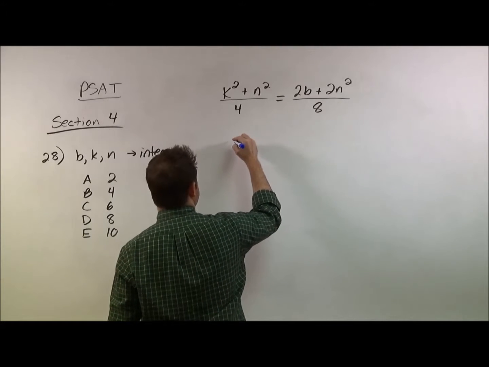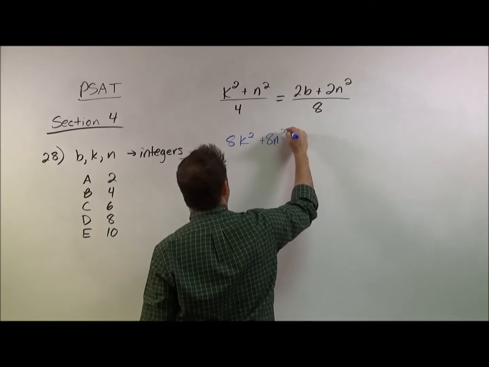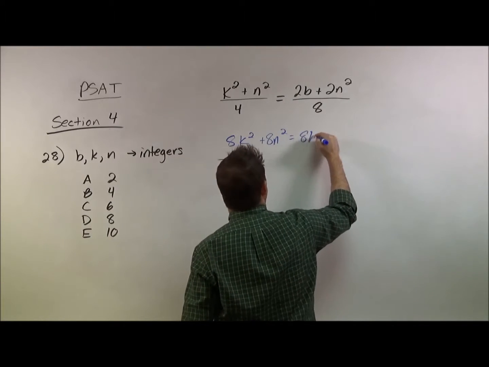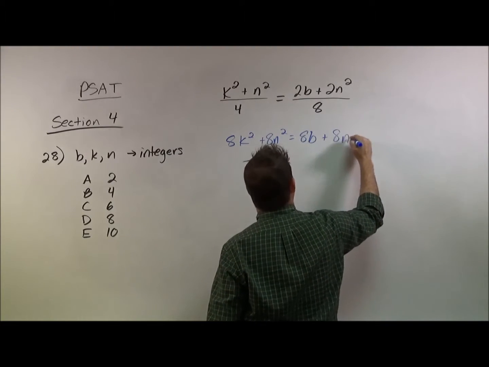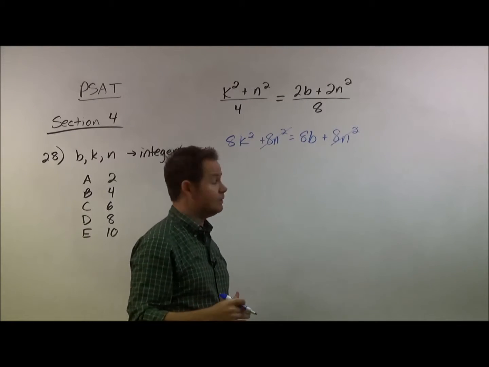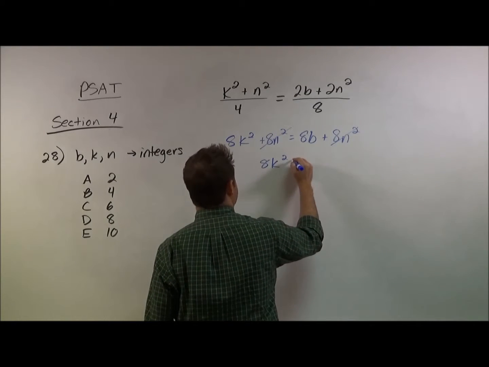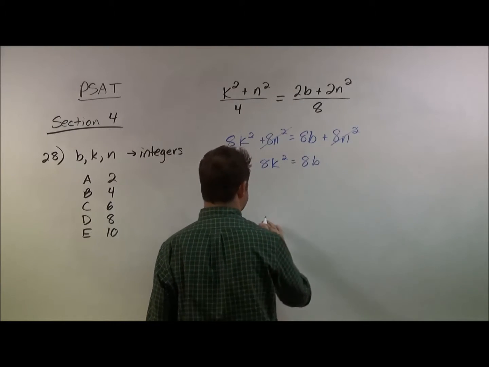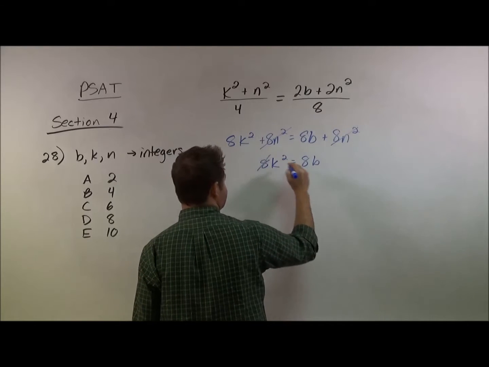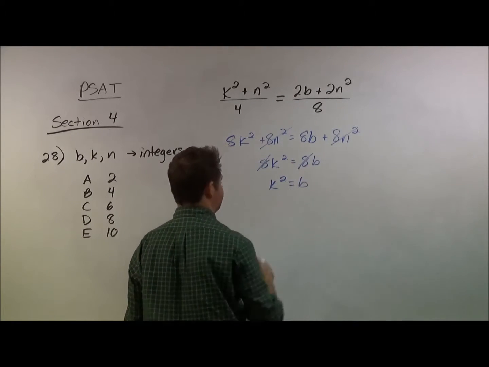So here we would have 8k squared plus 8n squared equals 8b plus 8n squared. These terms, the 8n squared, when you subtract it, will cancel out from both sides. So we're left with 8k squared equals 8b. You can divide both sides by 8, which will cancel those coefficients, and you get k squared equals b.